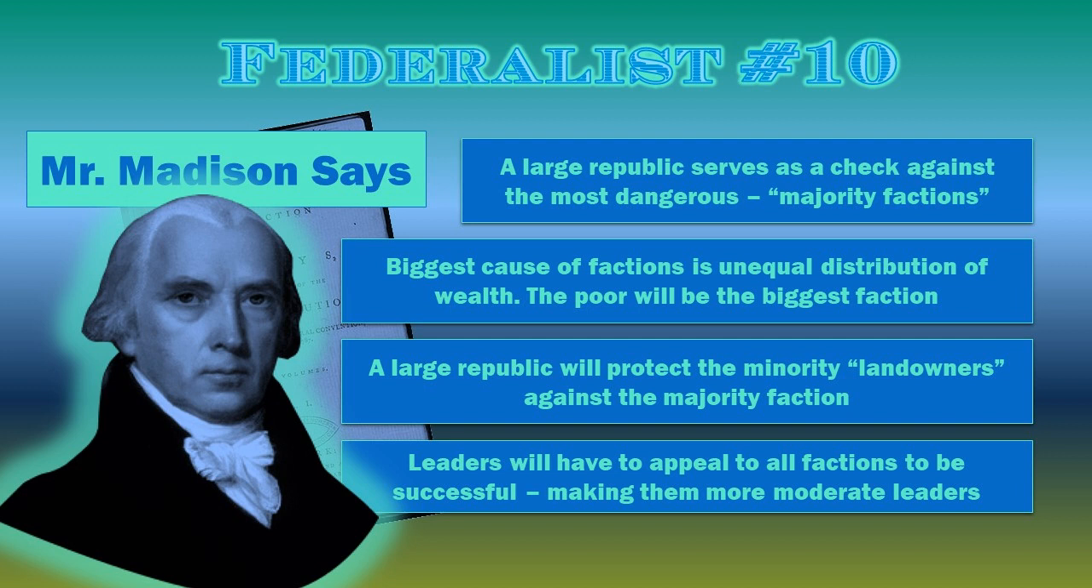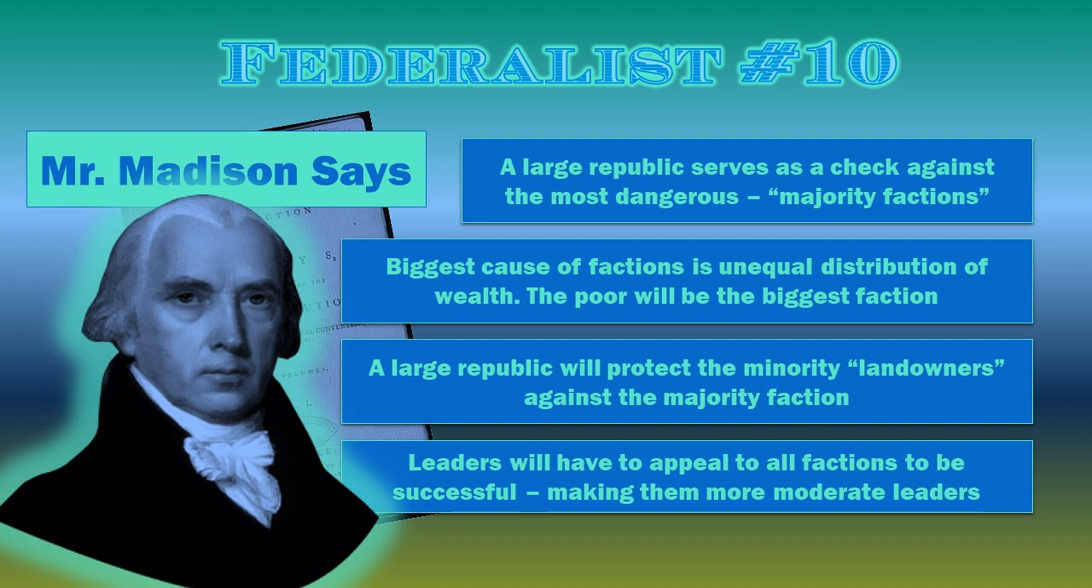Now, Madison also wants to make sure that this is a large republic, because we can tell what his hidden message is here. He's talking a lot about what he calls the majority faction. So he's beginning to show us his fears of the tyranny of the majority, a little fear of what the public could do if they had total control of the government here.